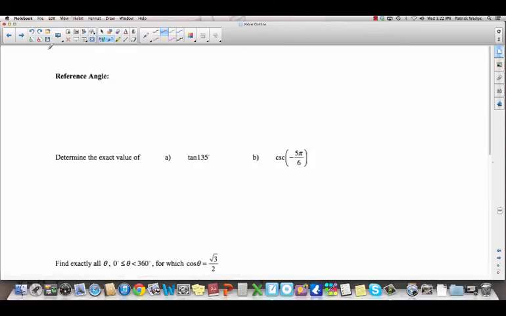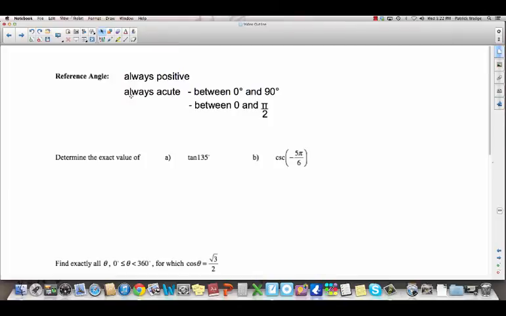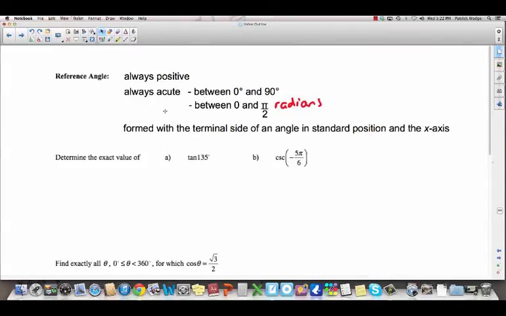Okay, let's do a couple questions here with reference angles. Reference angles, they're always positive. We talked about them last year. These are the bow tie angles, right? They're always acute. So in other words, they're between 0 and 90 degrees, or between 0 and pi over 2 radians. And the other thing we can say about them is they're formed with the terminal side of an angle in standard position and the x-axis. So I'll show you what I mean with that.